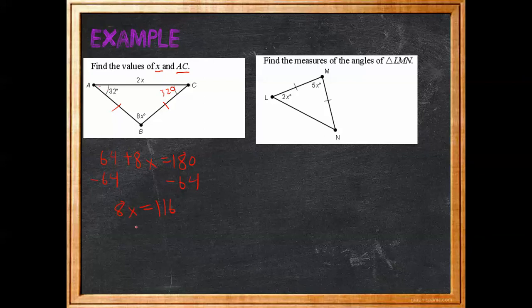And then we're going to divide by 8, and x is going to equal 14.5. Okay, so that's the first part, x. Now we want to find AC. To find AC, it's 2 times x. So we're going to take 2 times 14.5, and that's going to give us 29.